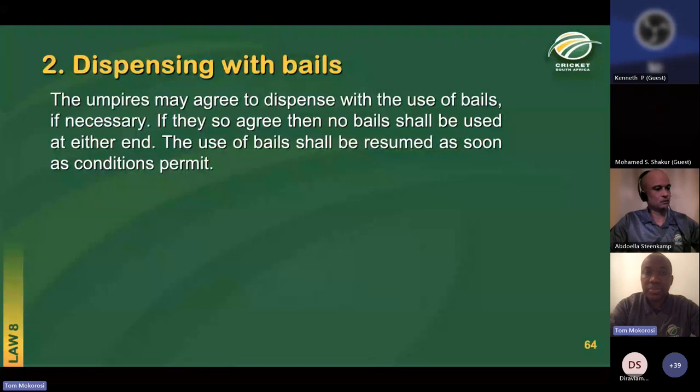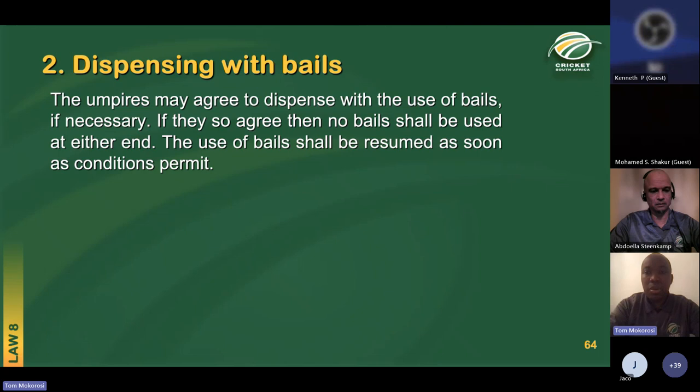Good evening, Tom and Abdullah. Thanks for being here. It's just another question with regards to the bails being blown off whilst the ball is in play. The bowler is running in. The wind blows down one of the bails. The batter steps back and he hits the wicket of the bail that has been removed. Please give me an answer on that. Thank you.